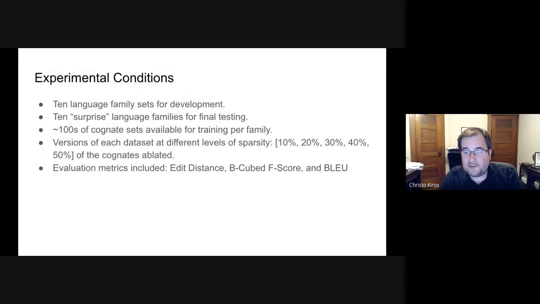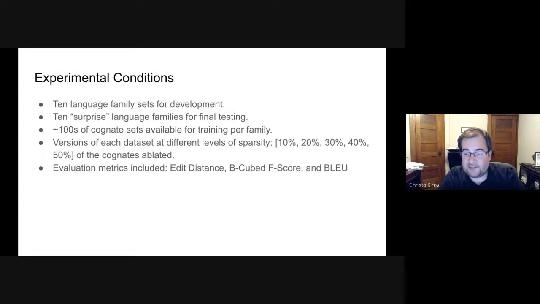For the shared task, we were given cognate datasets from 10 languages for system development. Final evaluations were performed on 10 additional surprise language families. Each dataset consisted of on the order of a few hundred cognate sets, which is actually a very small amount of data. Furthermore, the datasets were ablated, so not every cognate was known. In the most dense condition, 90% of the cognates were present, but in the most sparse condition, only 50% remained available for training.